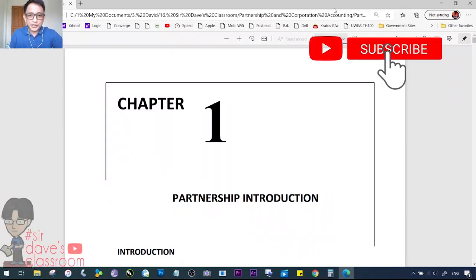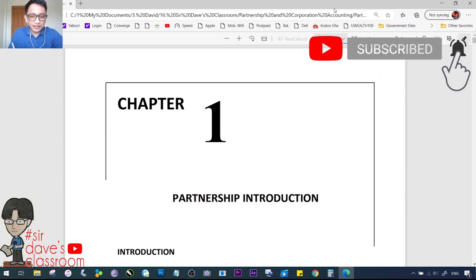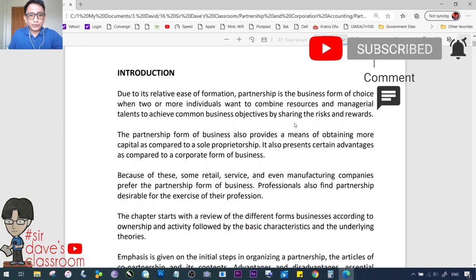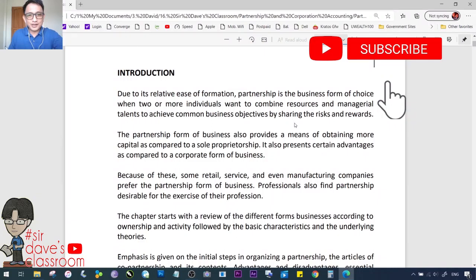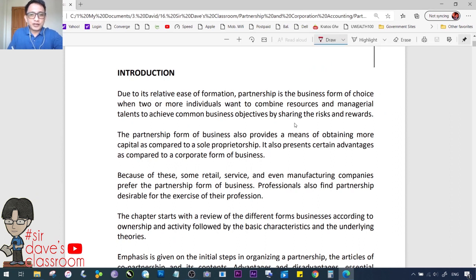Alright, Partnership Introduction, Chapter 1. Introduction. Let me walk you through the chapter once again, just like what we did before in your Part 1, our first book. Due to its relative ease of formation, partnership is the business form of choice when two or more individuals want to combine resources and managerial talents to achieve common business objectives by sharing the risk and rewards.